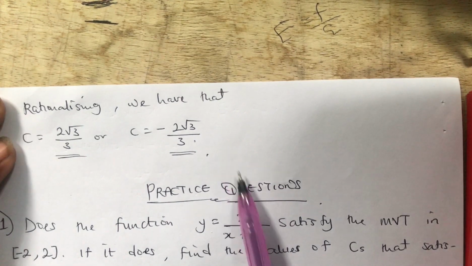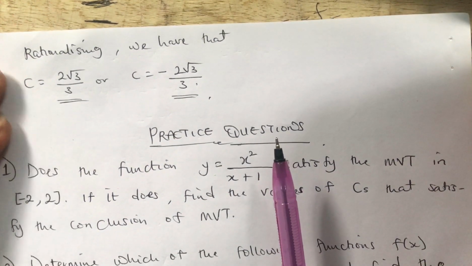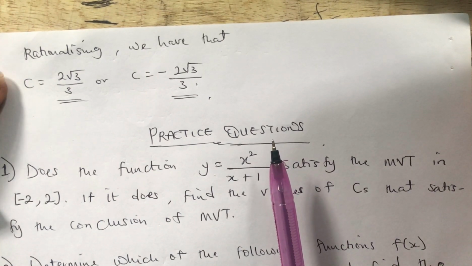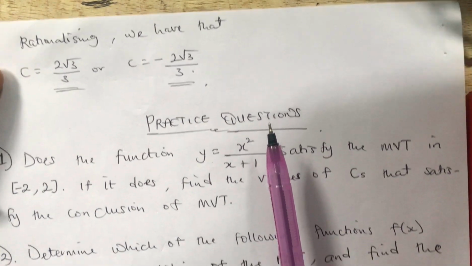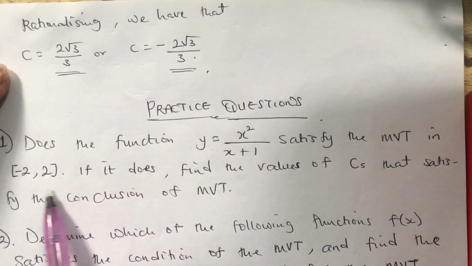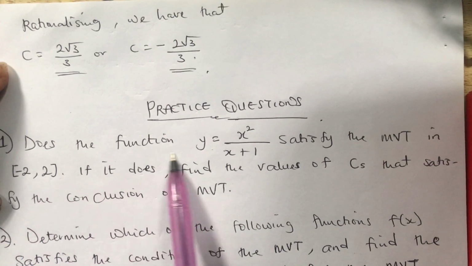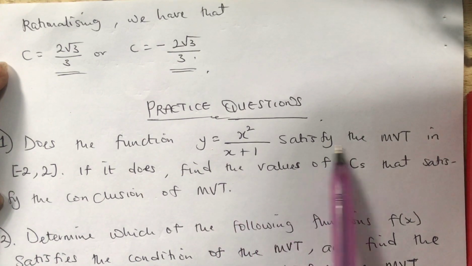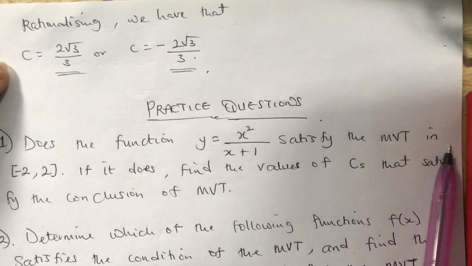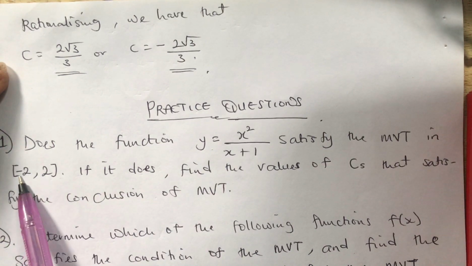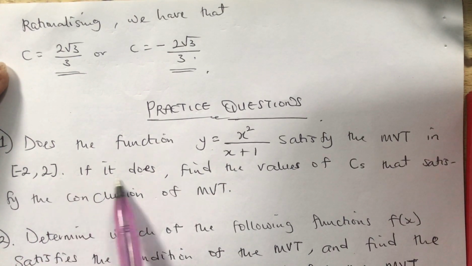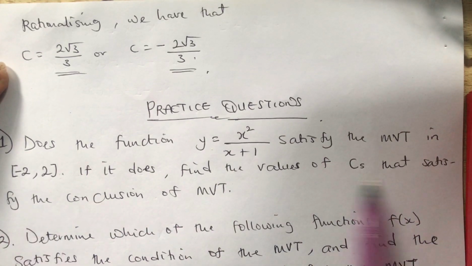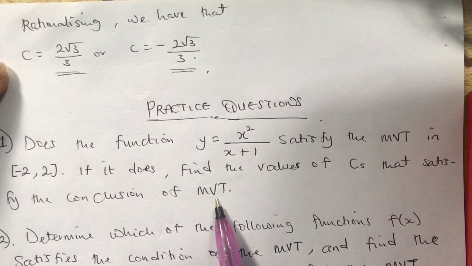So here I have some practice questions for you to have a proper understanding of what we have been talking about on the mean value theorem. So now, these are the questions. The first question says, does the function y equals x squared over x plus 1 satisfy the mean value theorem in the closed interval minus 2 to 2? If it does, find the values of c that satisfy the conclusion of the mean value theorem.